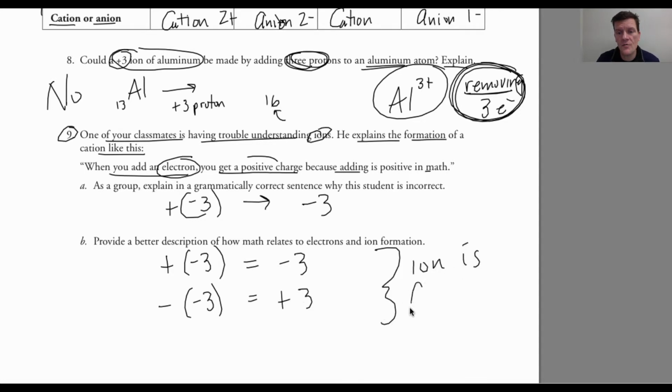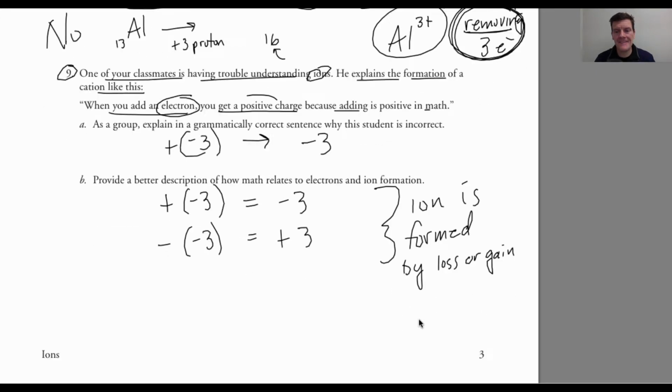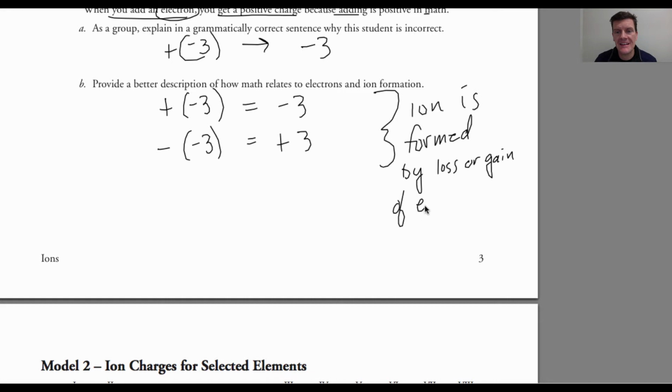An ion is formed by loss or gain of electrons, and only electrons. That's how ions are formed.